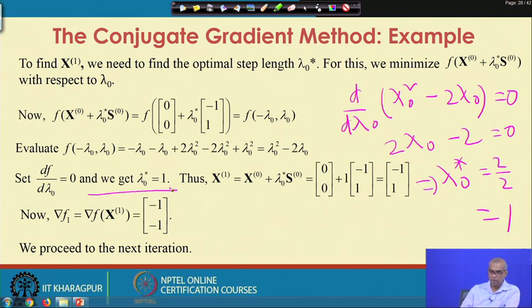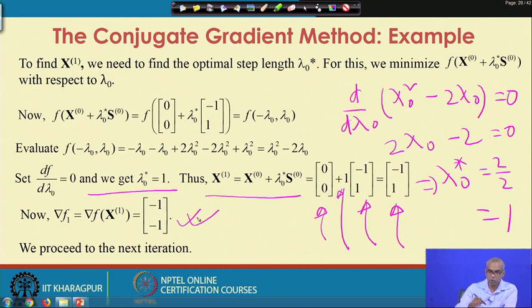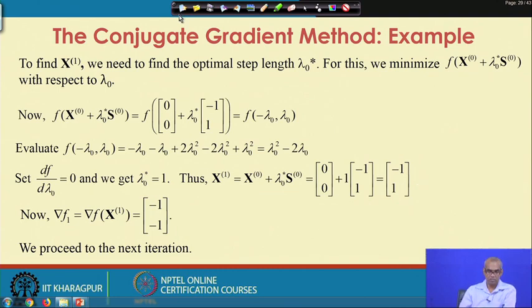Once we get that, we can find x 1 as x 0 plus lambda 0 into s 0. x 0 is (0, 0), lambda 0 is 1, s 0 is (minus 1, 1). So, x 1 is obtained as (minus 1, 1). Now we find the gradient of f at x 1, and we find it as (minus 1, minus 1). So, now we proceed to the next iteration.